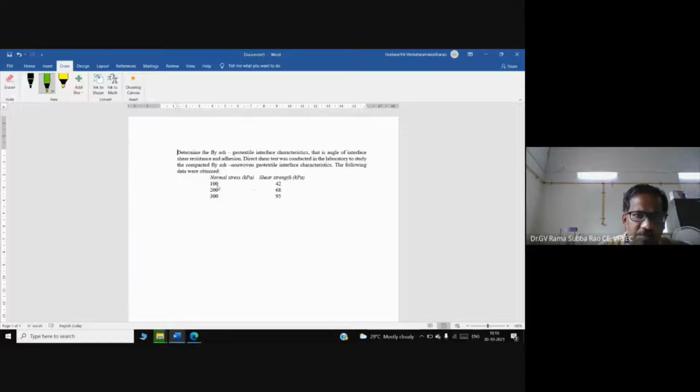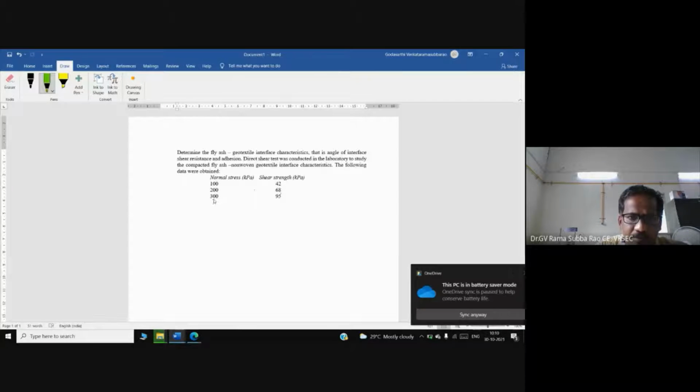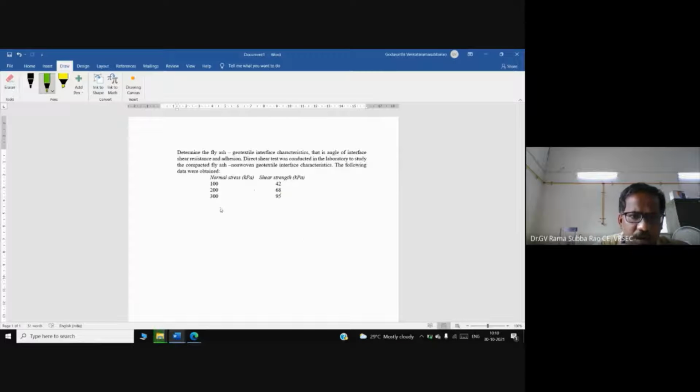So here you see, when we applied 100, the shear stress is 42. When we apply the normal stress 200, the shear stress is 68. So we have data. Now what we have to do is plot the normal stress versus shear stress graph. I will show you now. I'm going to plot normal stress on the x-axis and shear stress on the y-axis.